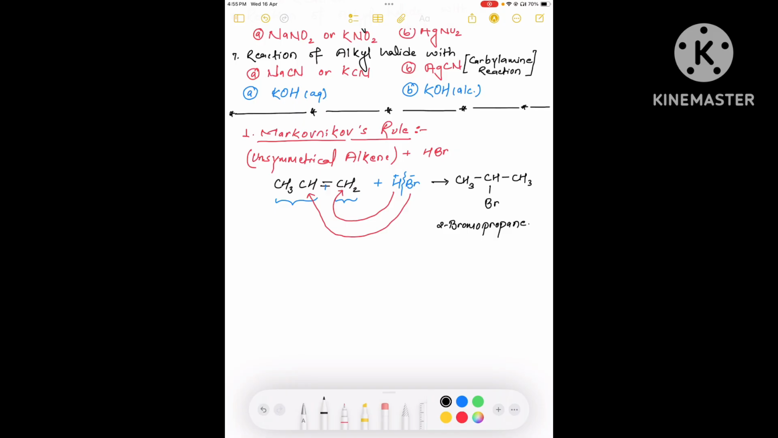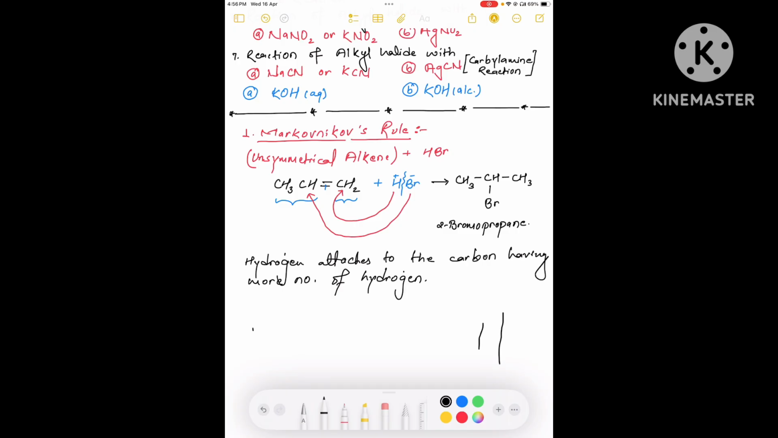So basically, it says that hydrogen attaches to the carbon having more number of hydrogens.